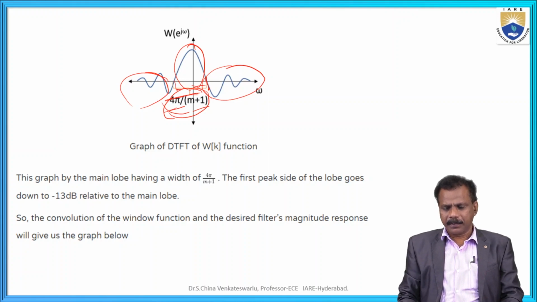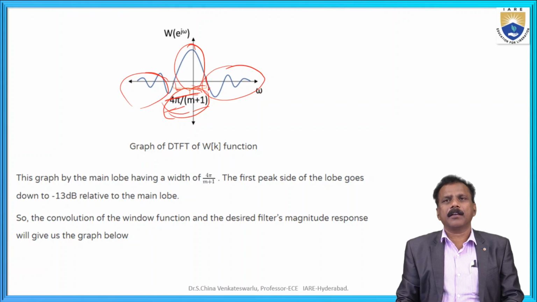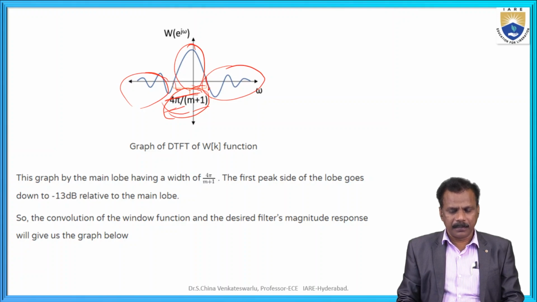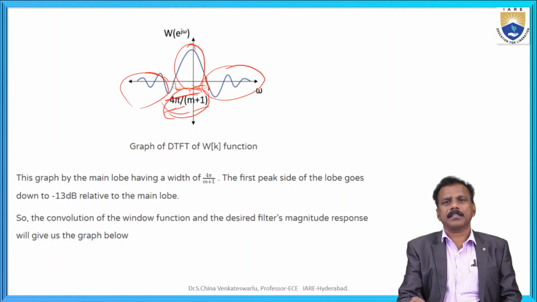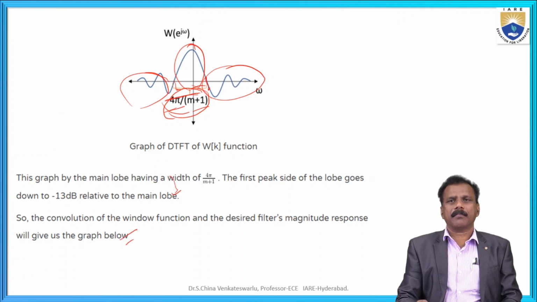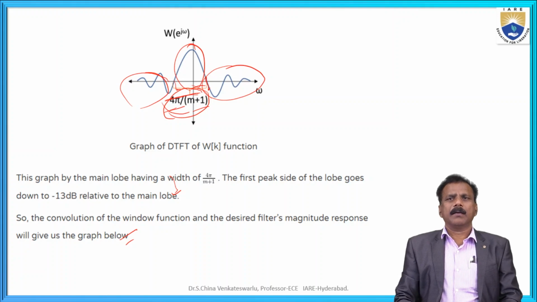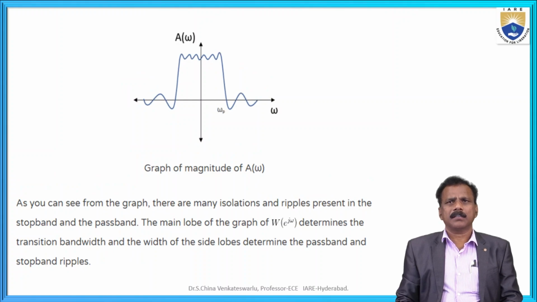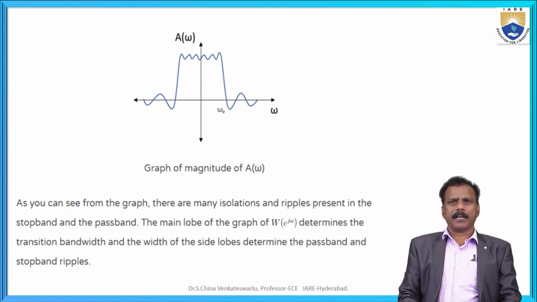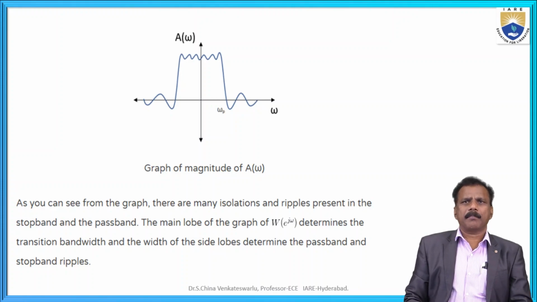The first peak side lobe goes down to minus 13 decibels relative to the main lobe. The convolution of the windowing function and the desired filter magnitude response gives the graph of the magnitude of A of omega, omega versus A of omega.